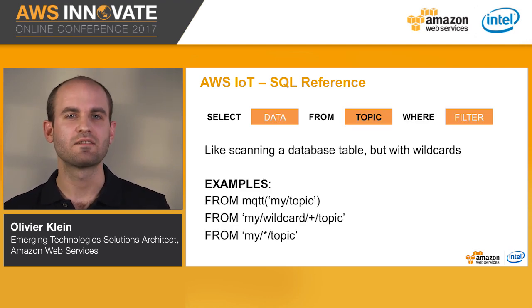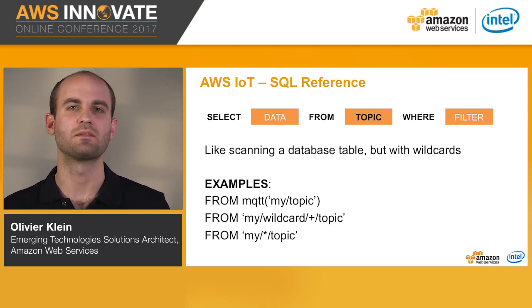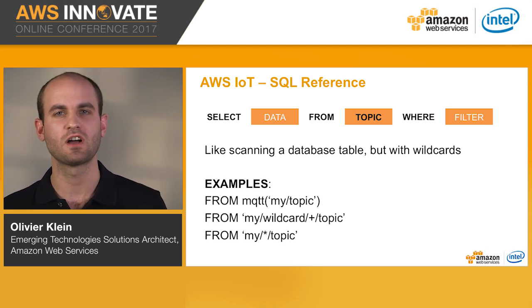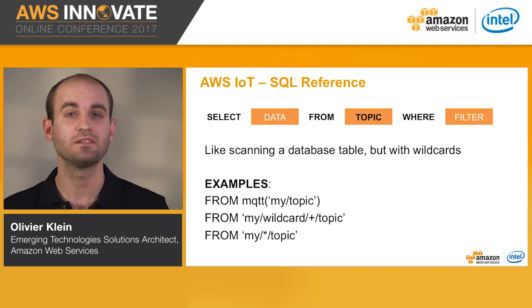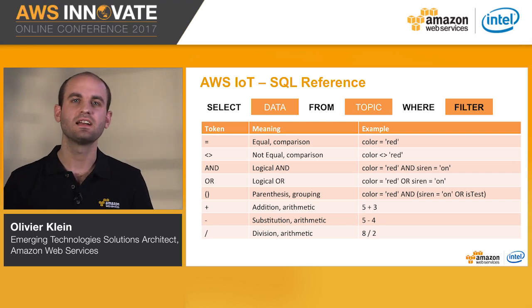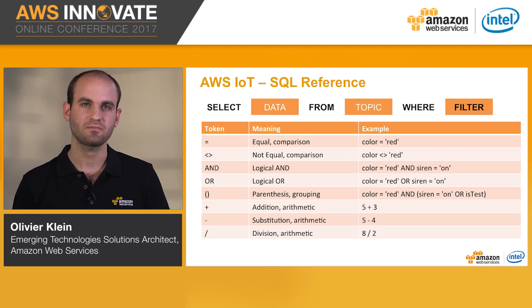Where are we selecting this data from? Well, from the topics that we send messages to. The from statement helps us to select messages from certain topics. It also allows for wildcards in between to provide flexibility around querying multiple topics at the same time. So it's just like scanning a database table, but with wildcards. Lastly, when it comes to filtering, we can use the usual kind of tokens to filter out messages with certain properties. Logical operators, parentheses, arithmetic, or mathematical comparators are available.